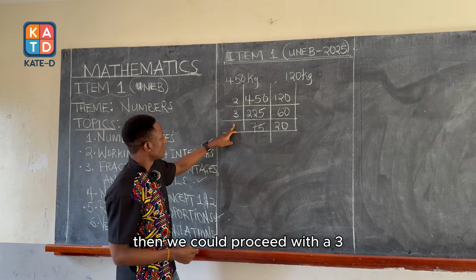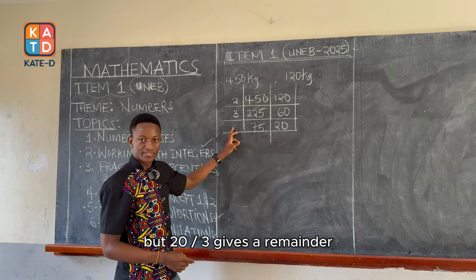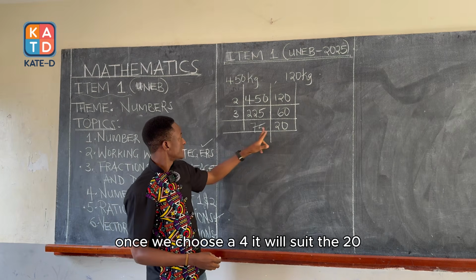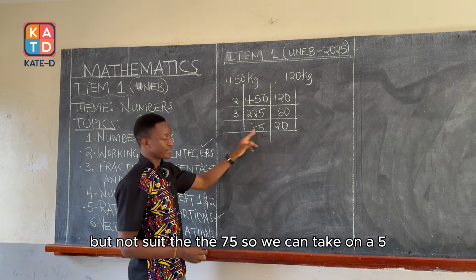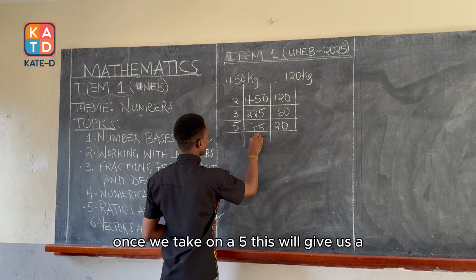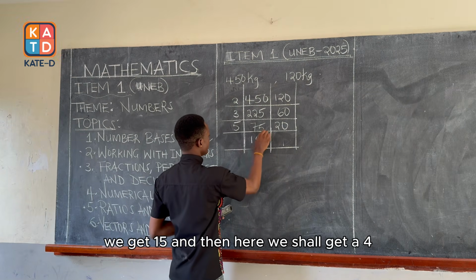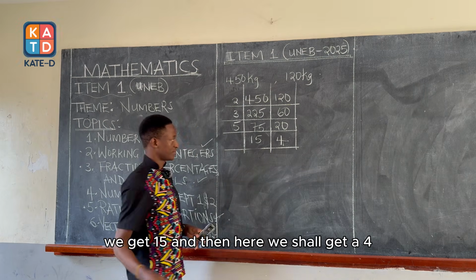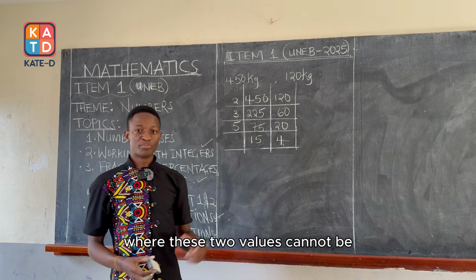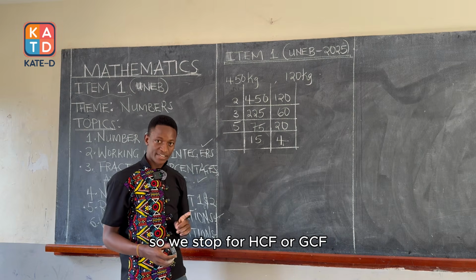Then we could proceed with a 3, but 20 divided by 3 gives a remainder. So we can choose another factor. Once we choose a 4, it will suit the 20, but not the 75. So we can take on a 5. 75 divided by 5, we get 15, and here we shall get a 4. So the moment we reach a point where these two values cannot be divided by any other value, we stop for HCF or GCF.